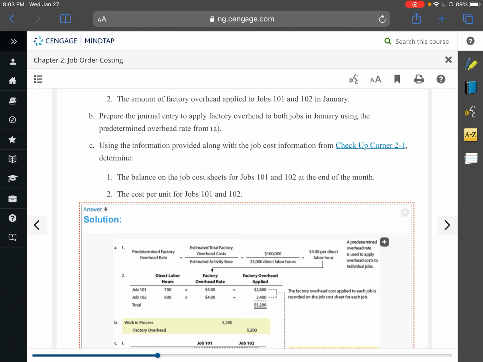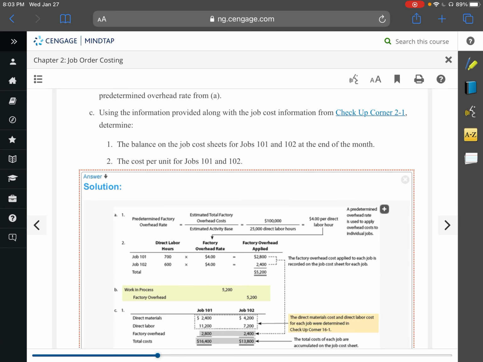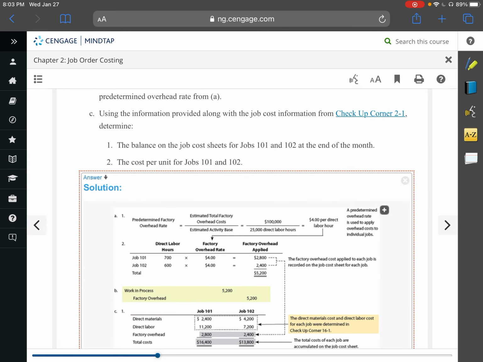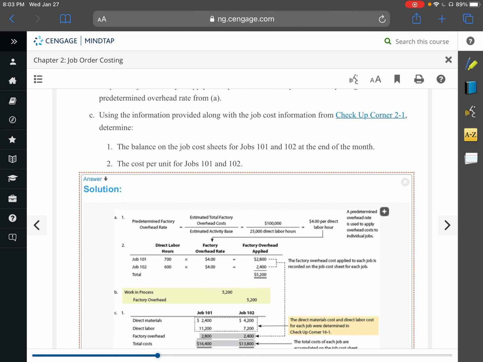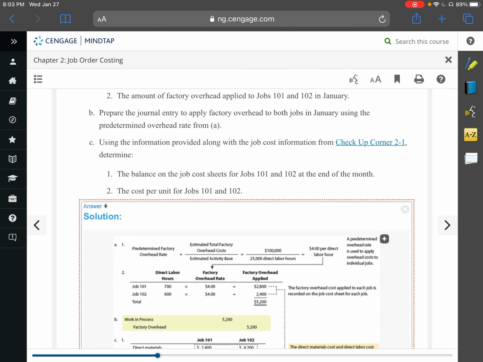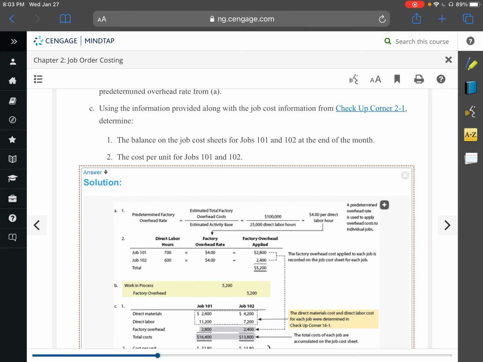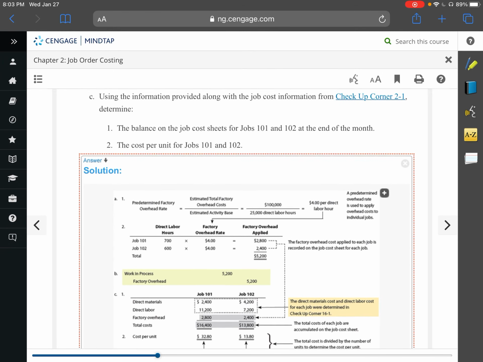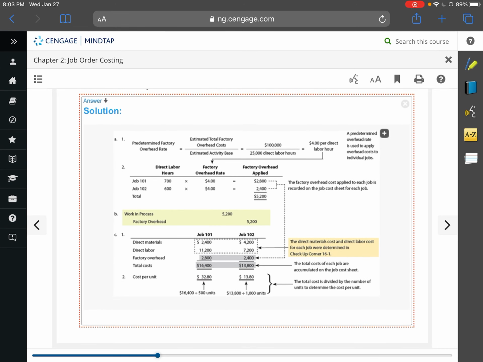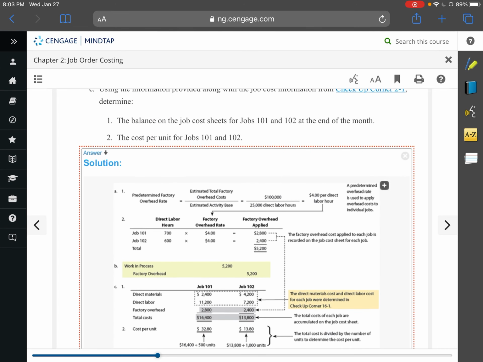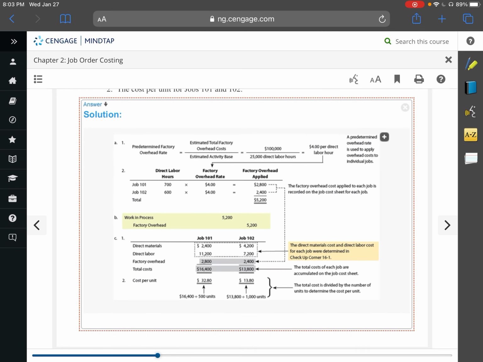in January. So remember, we are applying this to work in process because we are allocating those costs to the work in process goods. So we're going to debit work in process inventory and we're going to credit factory overhead for the combined total of $5,200. All right, then part C, using the information provided, we are going to determine the balance on the job cost sheets for those two jobs at the end of the month and the cost per unit for jobs.